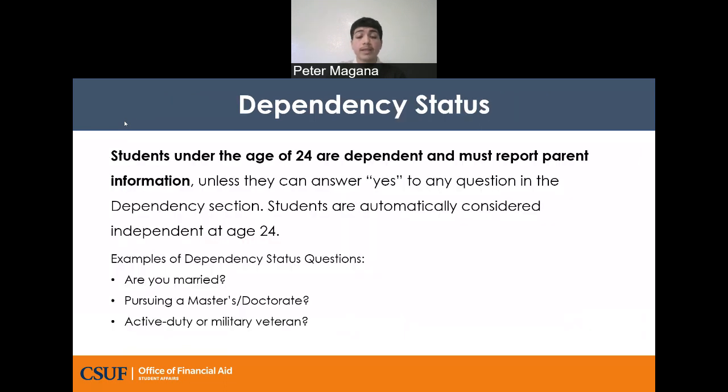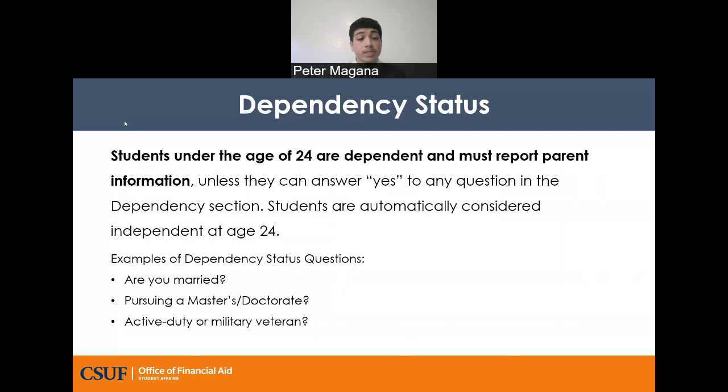So once that information is inputted, we do have a quick information guide for dependency status. Any students under the age of 24 are considered dependent and have to report parent information unless they could answer yes to the dependency status questions that are listed on the application prior to entering parent information.